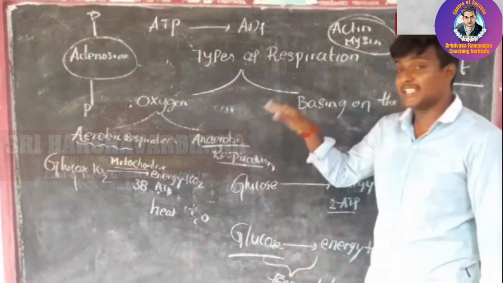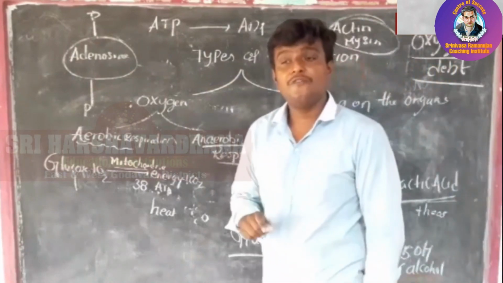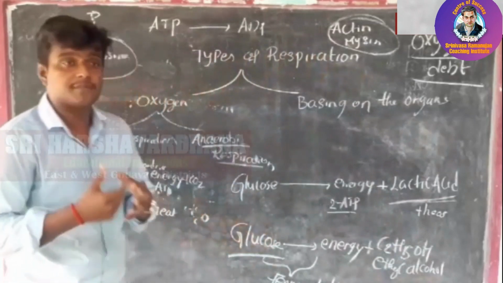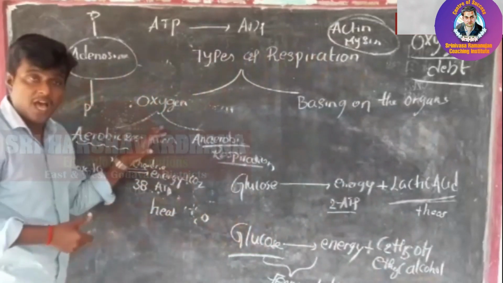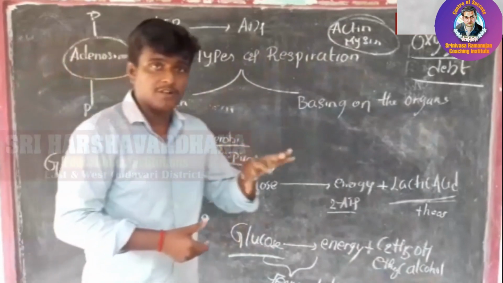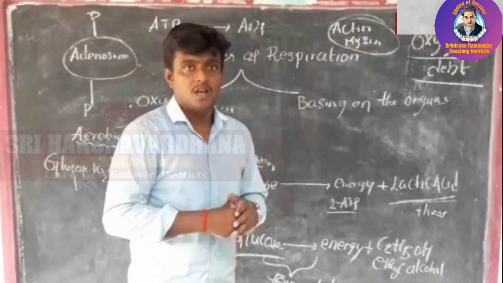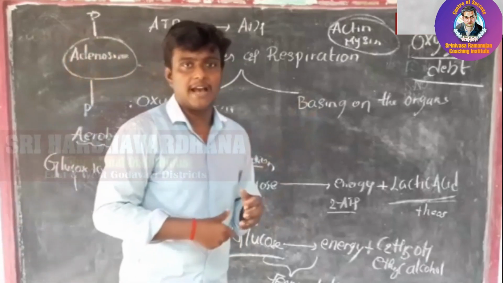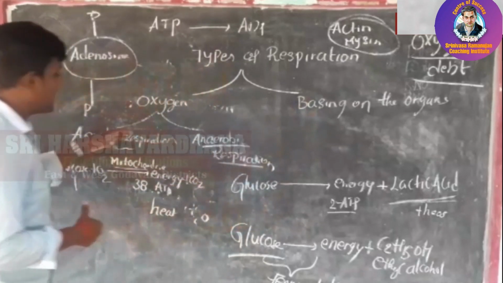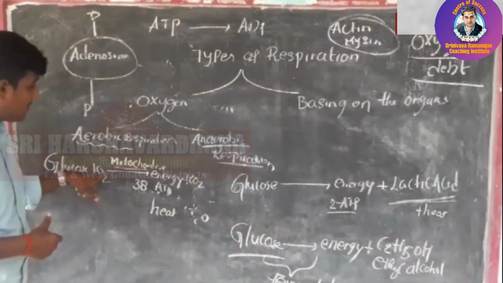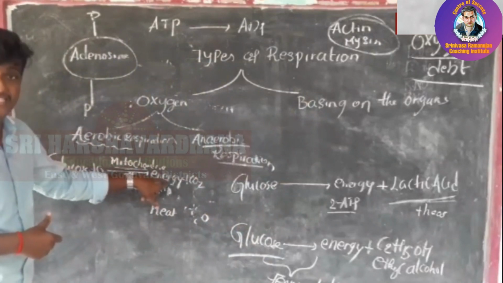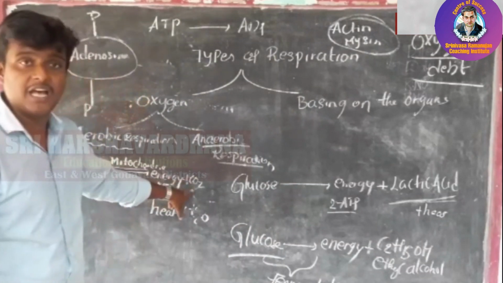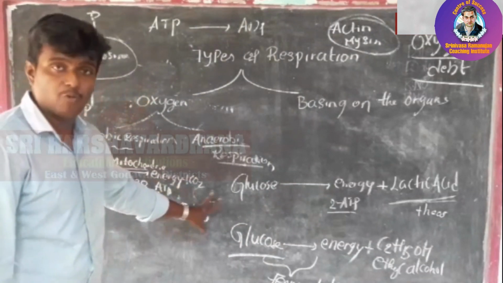So here, basing on the availability of oxygen, we can see two types of respiration: one is aerobic and the other is anaerobic. Aerobic respiration means glucose is broken down with the help of oxygen and liberates energy, 38 ATPs. In that process they release carbon dioxide, heat and water also.